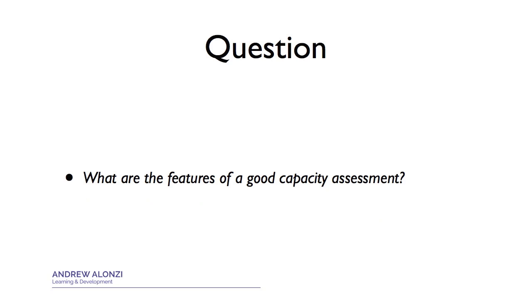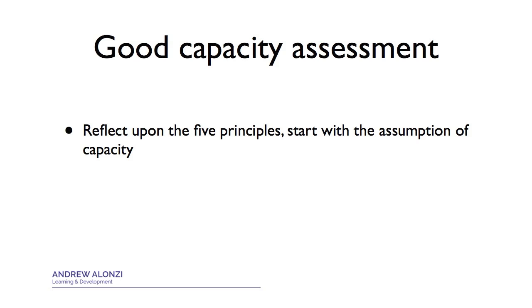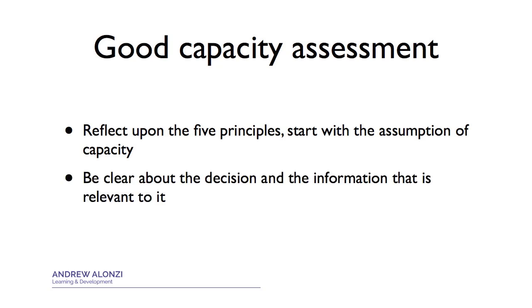What are the features of a good capacity assessment? There are many, but we can summarize these. First, reflect upon the 5 principles and always start by assuming a person over 16 years of age has capacity to make the decision. Second, the clearer you are about the decision you are asking the person to make and the information that you think is relevant to it, the clearer she will feel.